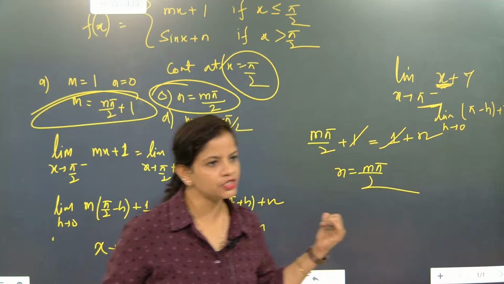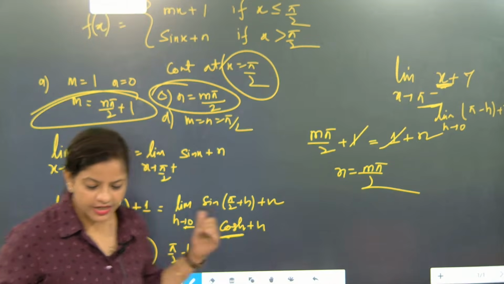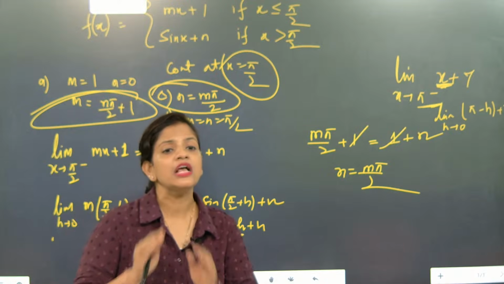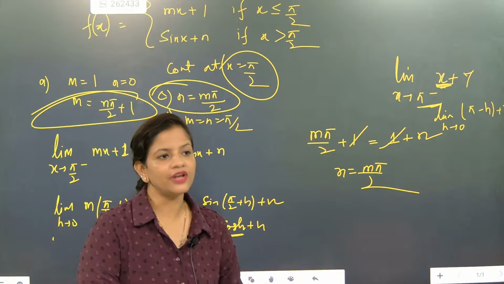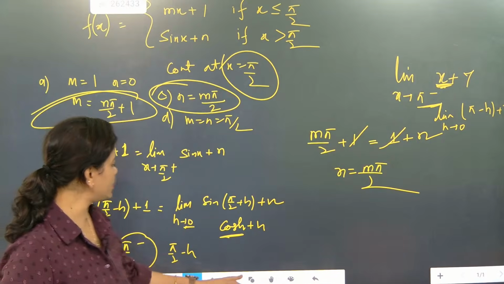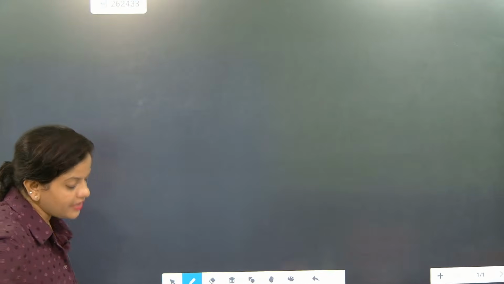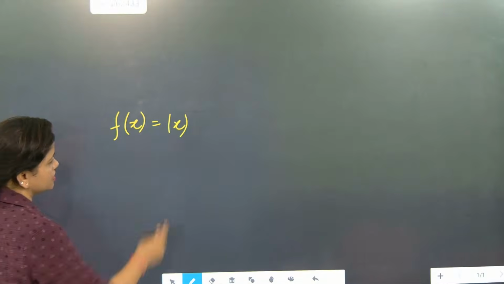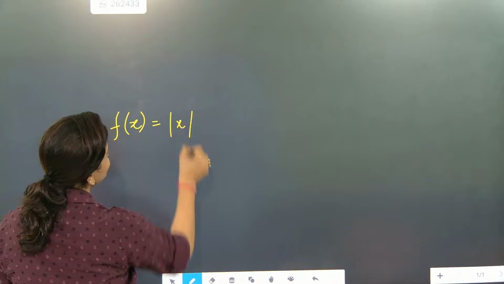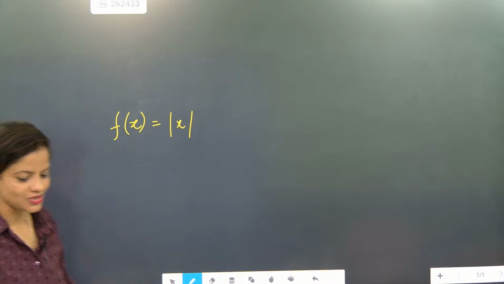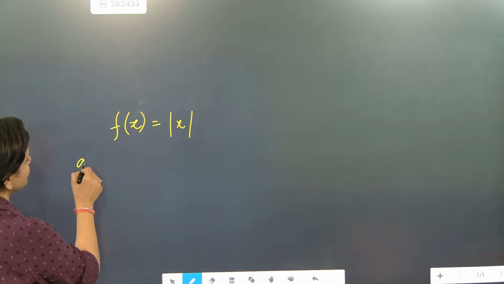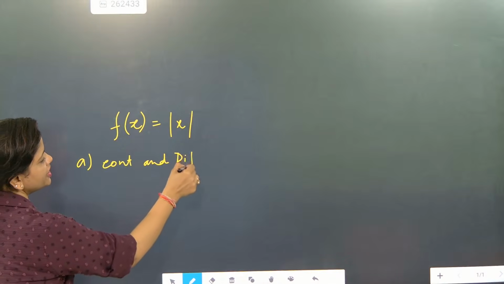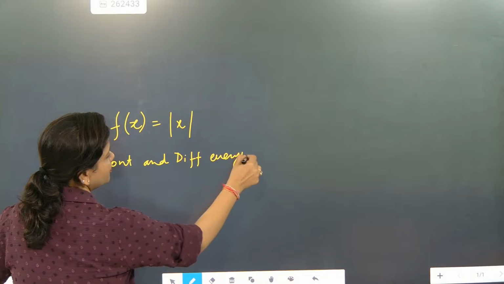Done? Shall we go for the next question, please? Ready? See, the next question is a little bit of a roller coaster, but this question came in CBSE 2023. Are you ready for this 2023 question? Your question is, note down. Again they have asked, f of x is equal to modulus of x. Now beta, before solving, what answer are you going to say? Your options are: continuous and differentiable everywhere. Is it true?